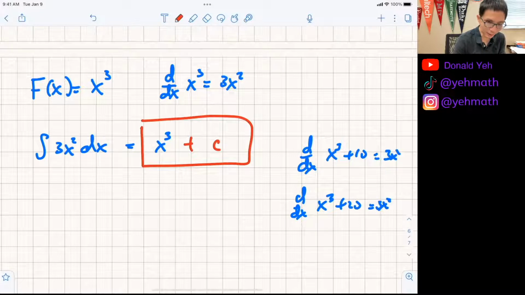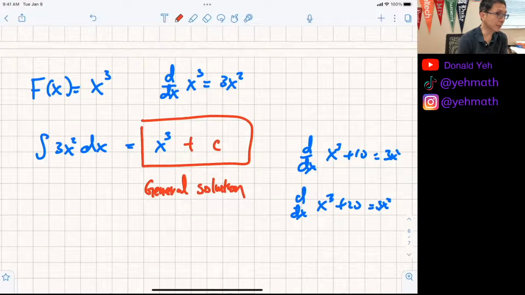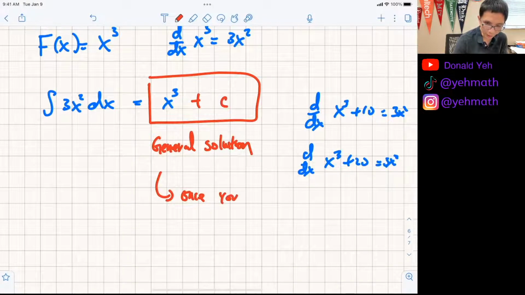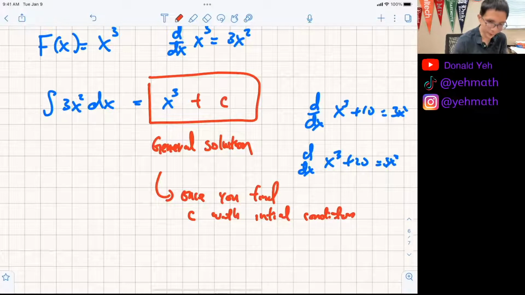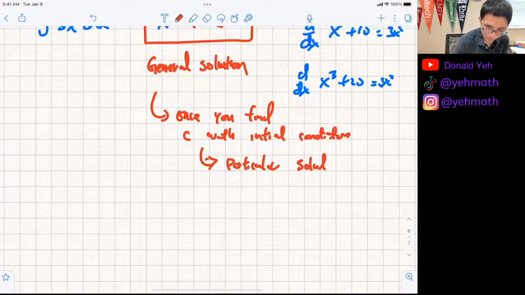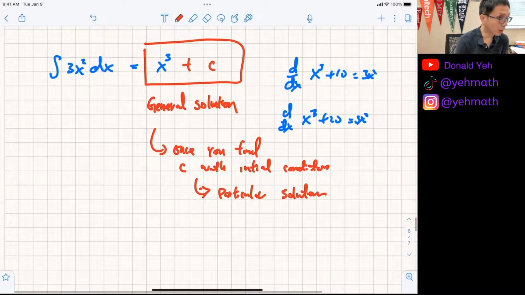And this is called general solutions. Once you find the c, how do you find c? We're not going to talk about it today, but once you find c with initial conditions, and we're going to talk about this later, it's called a particular solution.